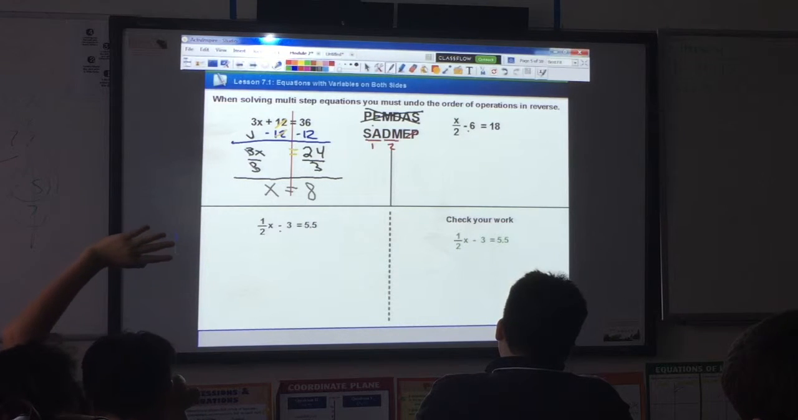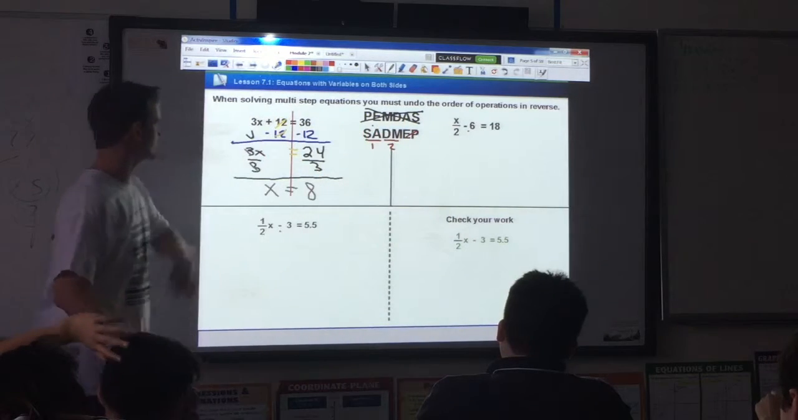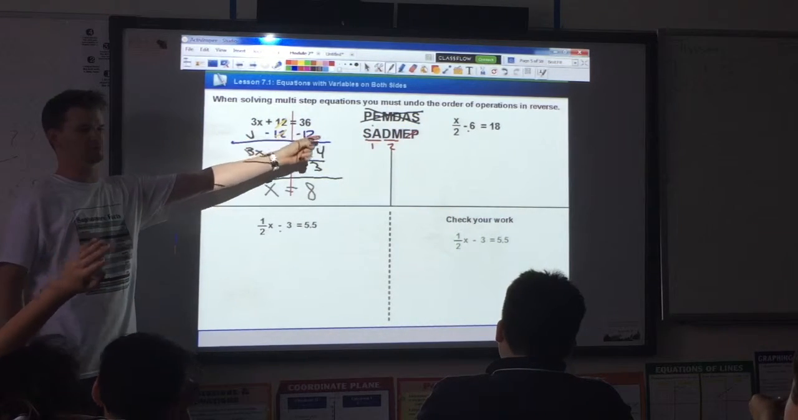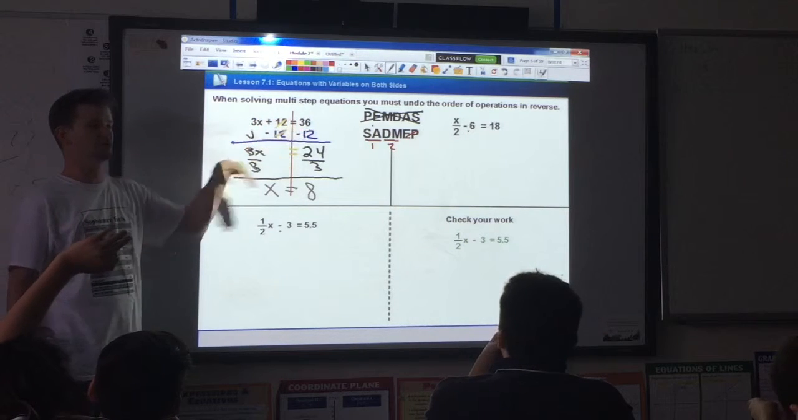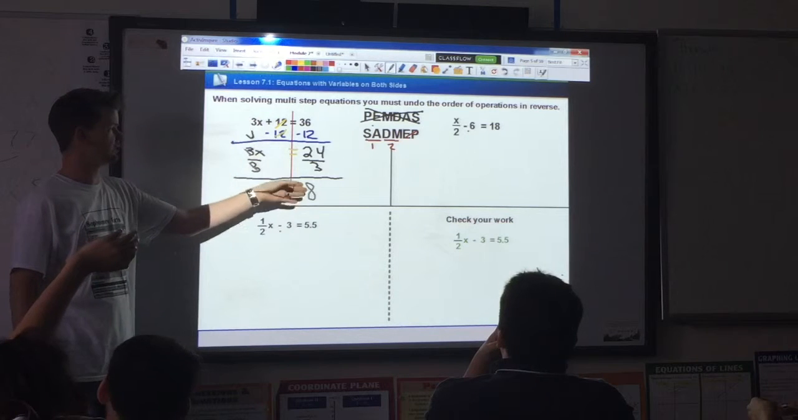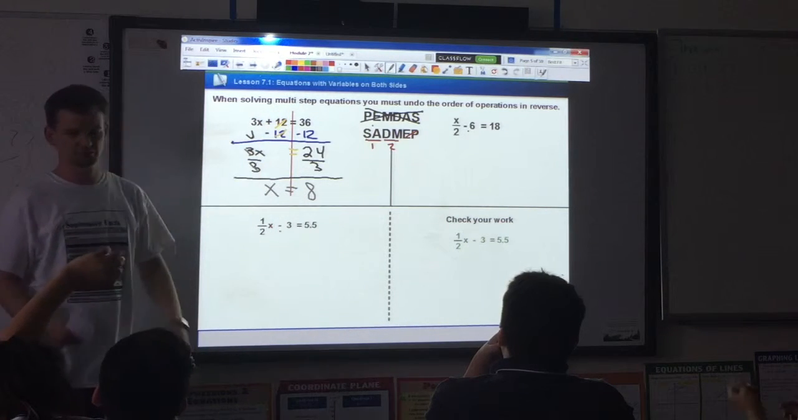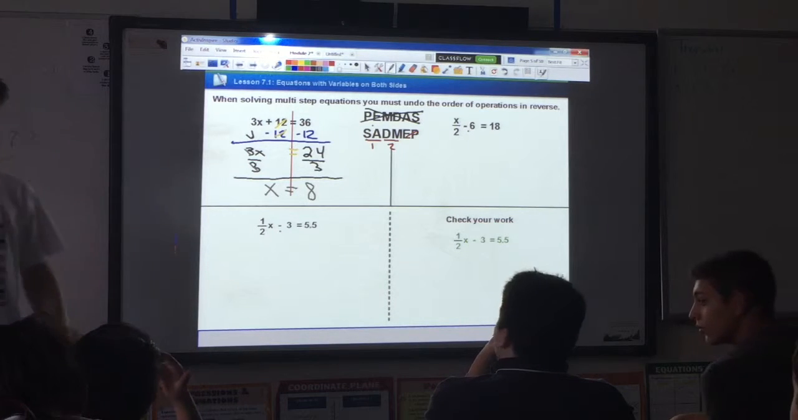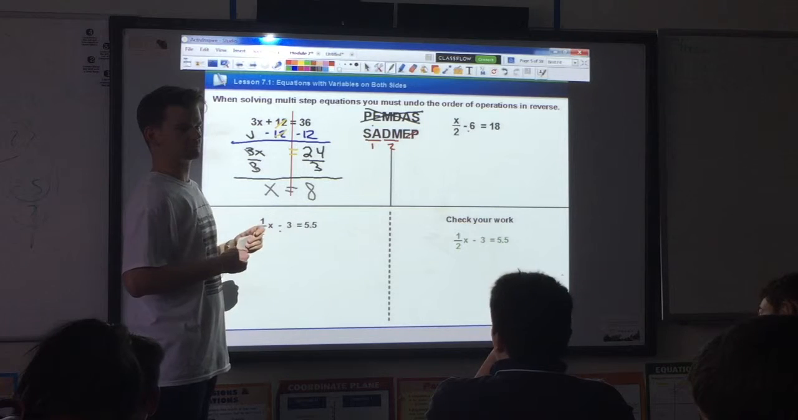You substitute the solution, 8, into the original equation, 3x plus 12 equals 36. If you get a true statement, in this case 36 equals 36, you have the correct answer. And it would work. 3 times 8 is 24, 24 plus 12 is 36, 36 equals 36, that's a true statement. Question? So do we always have to check it just to make sure?